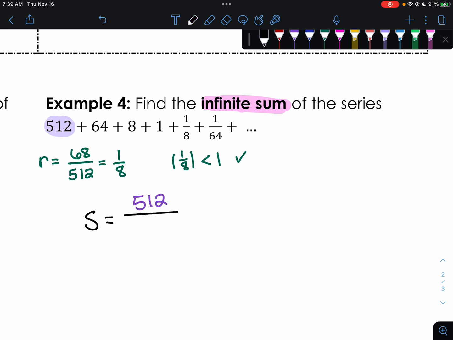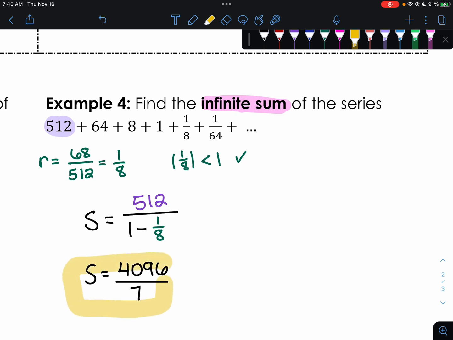divided by 1 minus our common ratio, which is 1 over 8. So all we have to do is type that into our handy dandy calculator. And when we type that into our calculator, we get 4,096 divided by 7. And that would be our sum of the infinite series.